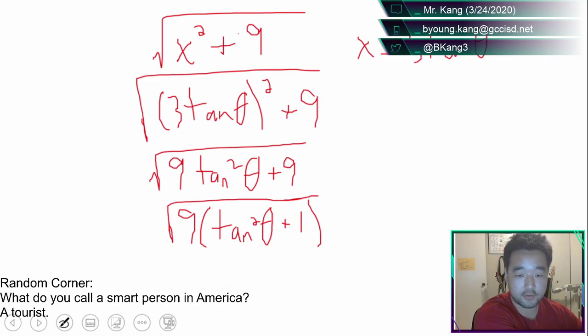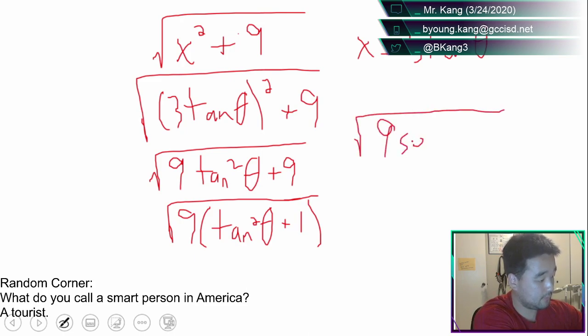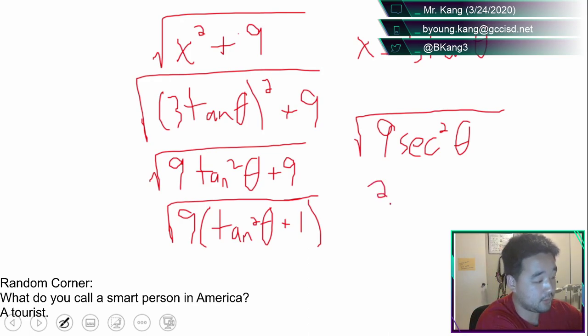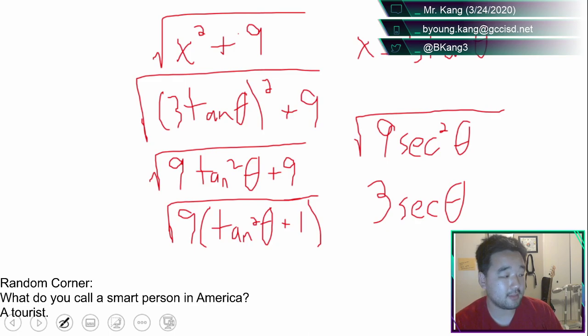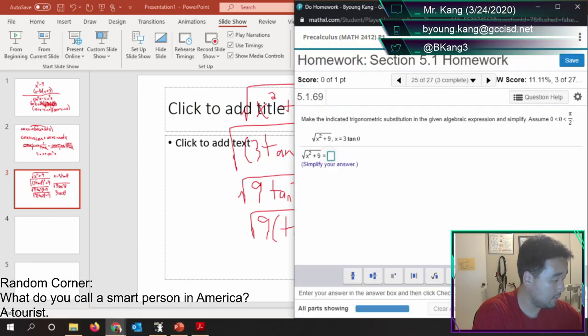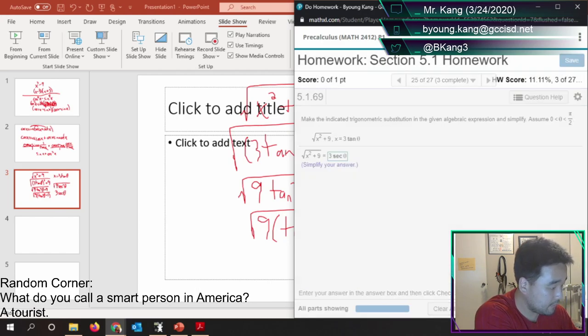Let me finish the problem somewhere you can see it. Right here. And 9 and secant squared are being multiplied. You can square root products separately. So square root of 9 is 3. And square root of secant squared is just secant, because square and square root cancel out. You technically would have to deal with some plus minus things, but they do say just keep everything in quadrant 1. So 3 secant theta should just be the answer. And then click the little theta. There.